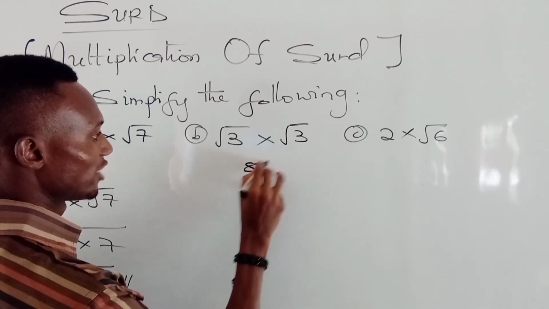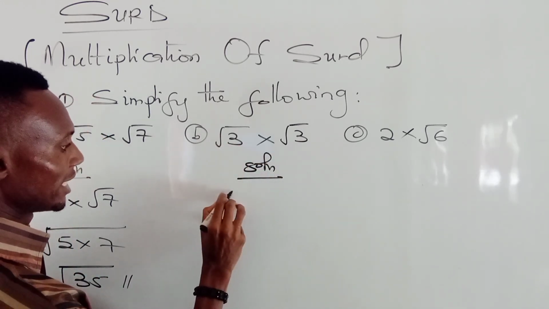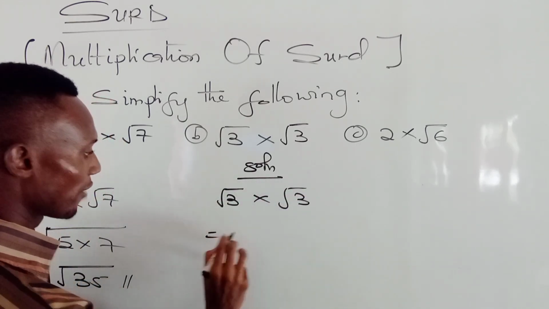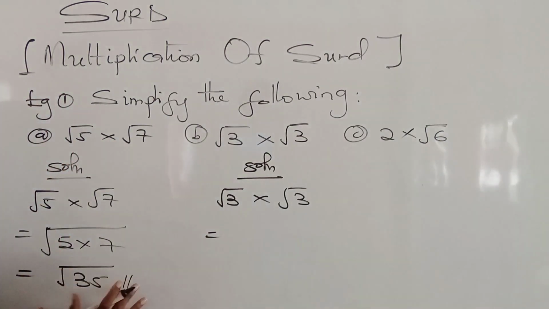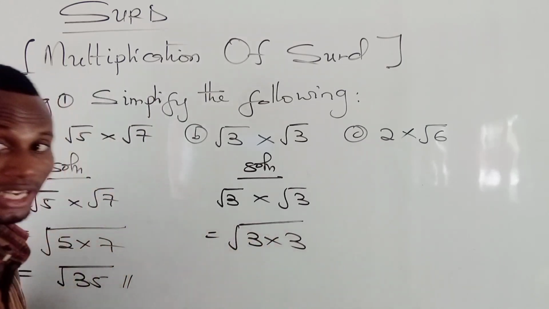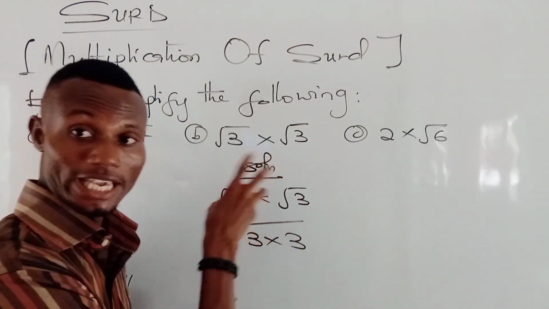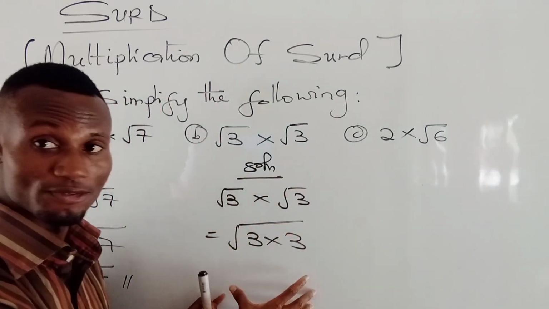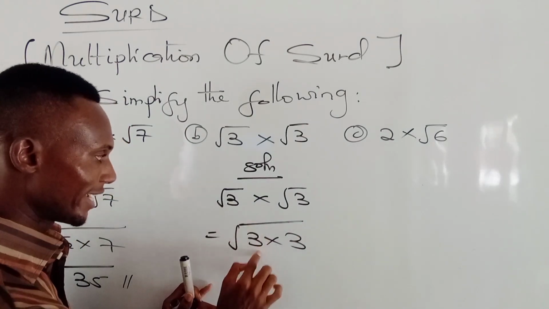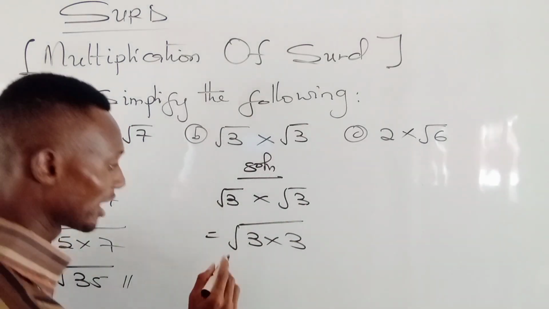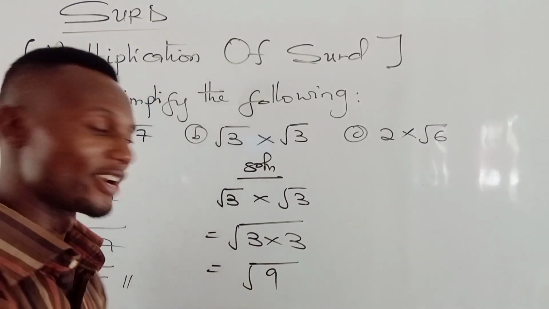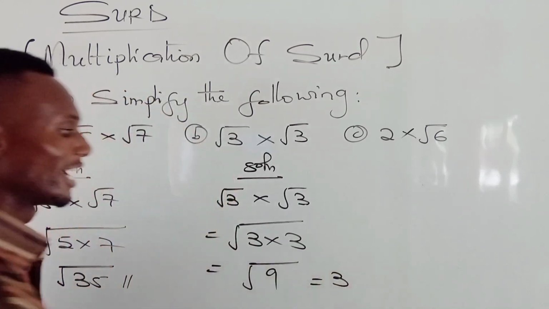Now my solution for this one is going to be the square root of 3 times square root of 3. We are going to apply the same method that we applied to the previous one. So this is going to be square root of 3 times 3, because both of them have a square root sign. To simplify, we bring them under one square root sign. So write a square root, your 3 here times the 3 which is here. This gives us square root of 3 times 3 is 9, and square root of 9 is 3. So your final answer is going to be 3.